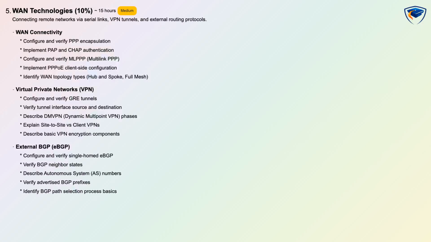WAN Technologies covers 10% of the exam, is medium difficulty, and requires about 15 hours of scenario-based study. Expect to learn serial link and PPP encapsulation, authentication with PAP and CHAP, multilink PPP and PPPoE client configuration, and common WAN topologies like hub and spoke and full mesh. You will also work with VPN technologies such as GRE and DMVPN concepts, and review basic external BGP topics including single homed eBGP configuration, neighbor states, AS numbers, and prefix advertisement verification.